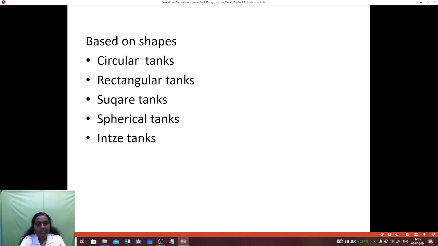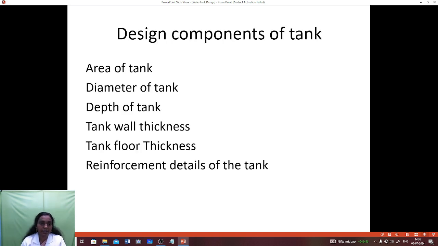Next one is based on the shapes. The water tank is classified based on shape, like circular tanks, rectangular tanks, square tanks, spherical tanks, and intze tanks. Most of the tanks, like the circular water tank, are nowadays used in Tamil Nadu, in regional areas. Design components of the water tank.